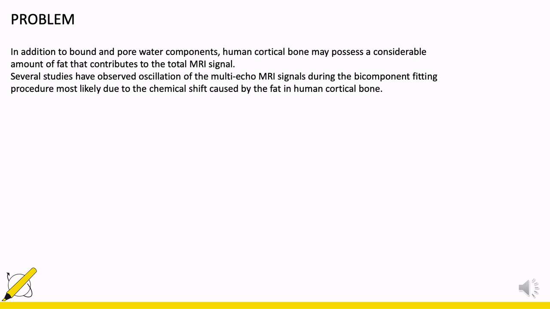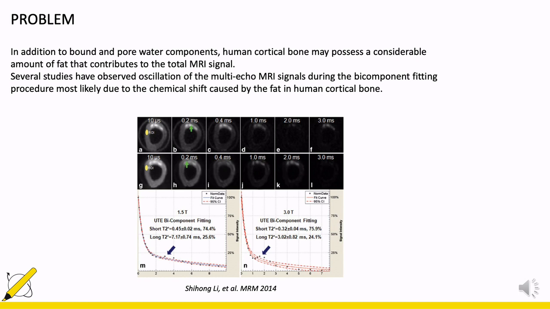Several studies have observed the oscillation of the multi-echo MRI signals during the bicomponent fitting procedure, most likely due to the chemical shift caused by the fat in human cortical bone. As shown in Shihong Li's study in 2014, we can see that both at 1.5 Tesla and 3 Tesla, there is very obvious signal oscillation when they do the bicomponent fitting.